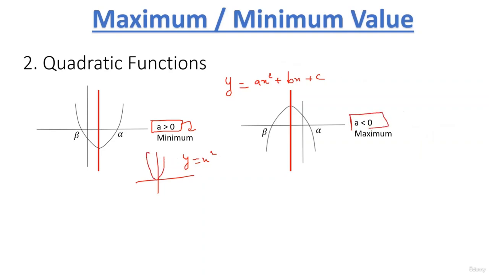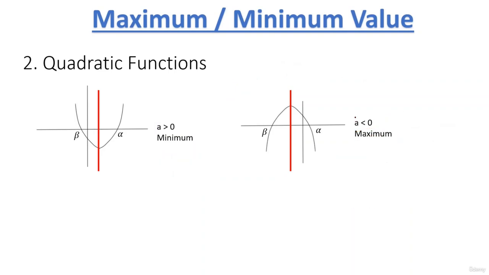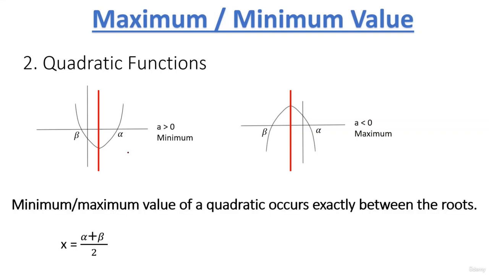And whenever a is less than 0, like y is equal to minus x square, you will have a max value, just like this graph. Now whether it is maximum or minimum, guys, we observe one thing: if alpha and beta are the roots, the maximum or the minimum value lies exactly between the roots, right?